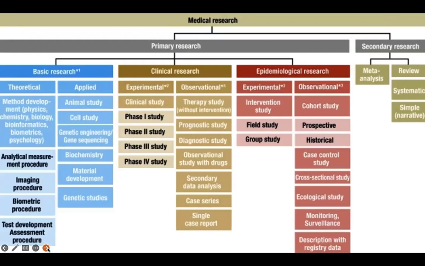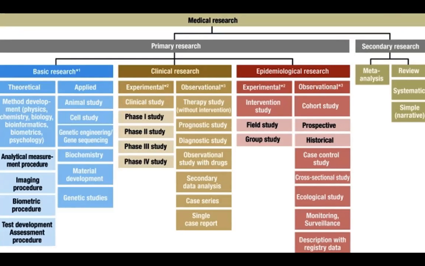When anybody asks you, what are different types of research? We do the primary research and the secondary research. The primary research is again divided into two parts. One is the basic research. Basic does not mean research in anatomy, physiology, chemistry, basic subjects. Basic research is another thing. And clinical research does not mean you are starting to study clinical subjects.